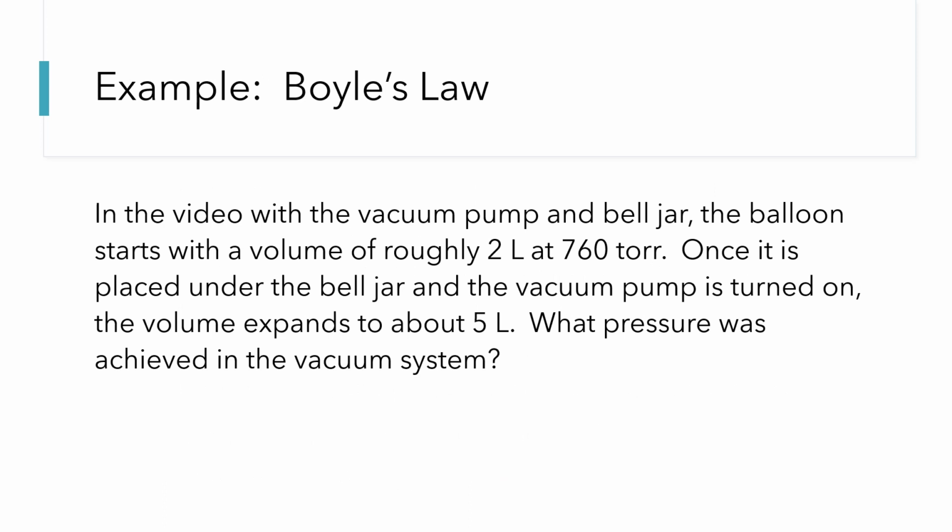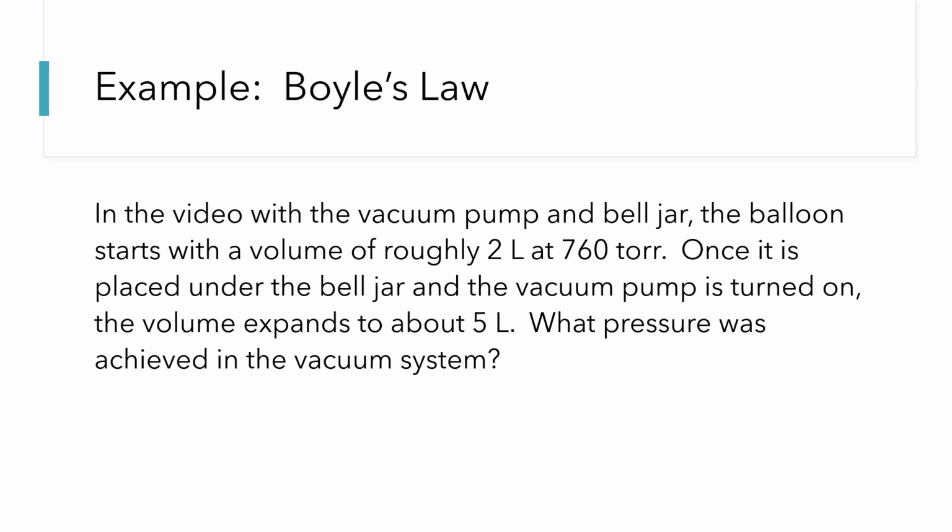All right, let's take a look at an example using Boyle's law. It says that in the video with the vacuum pump and the bell jar, the balloon starts with a volume of roughly 2 liters at 760 torr. Once it's placed under the bell jar and the vacuum pump is turned on, the volume expands to about 5 liters. So what pressure was achieved in that vacuum system?